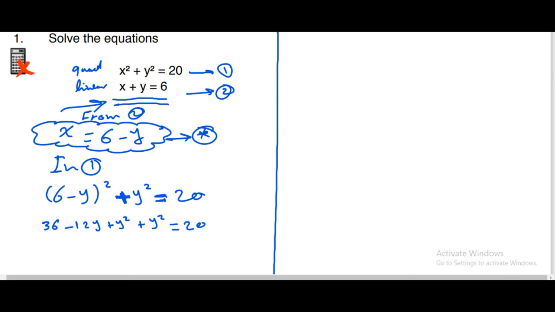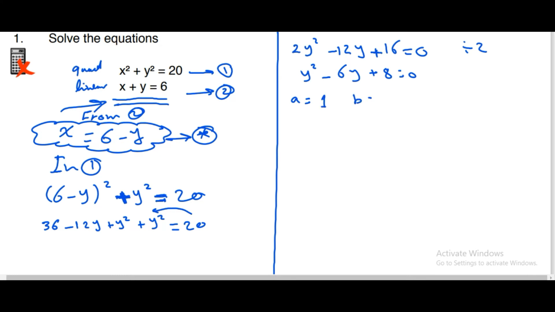We'll collect like terms and make one side equal 0, so it will be 2y^2 - 12y. If we move 20 here, it will be + 16 = 0. If we divide it by 2, we can leave it like this, no problem, because we'll use the quadratic formula, or you can simplify before solving. y^2 - 6y + 8 = 0. This is divided by 2. In the quadratic formula we use a = 1, the coefficient of y^2, b = -6, the coefficient of y, c = +8, the absolute term.